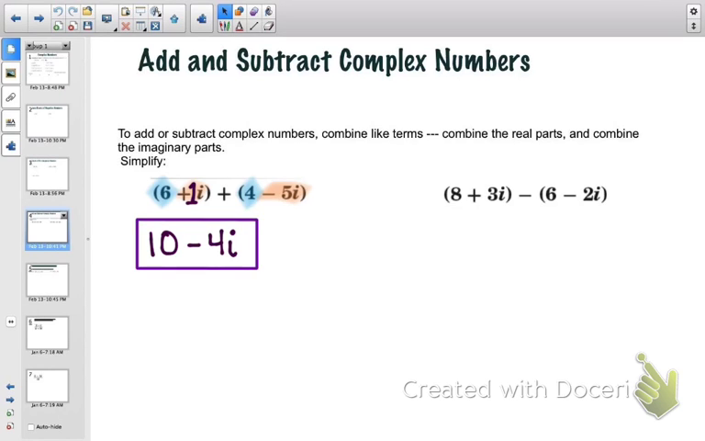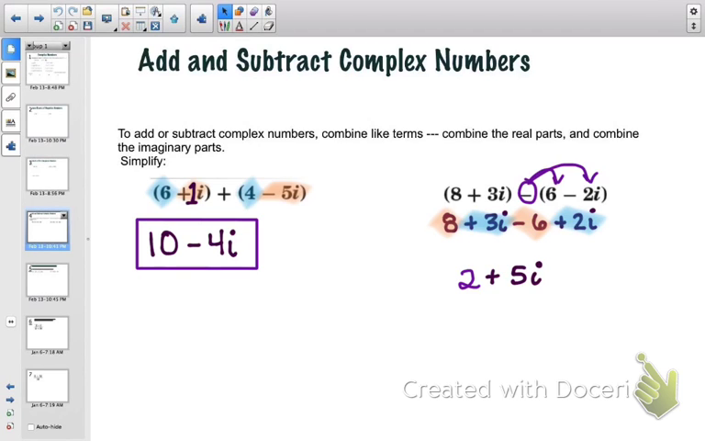Second example, we have to remember that the negative needs to be distributed to everything after it. So the negative distributes to the 6 and the negative 2i, giving us minus 6, or plus 2i. Now let's combine like terms just like we did in the example on the left. 8 and negative 6 combine to 2. 3i plus 2i, add our coefficients to get 5, keep the i.